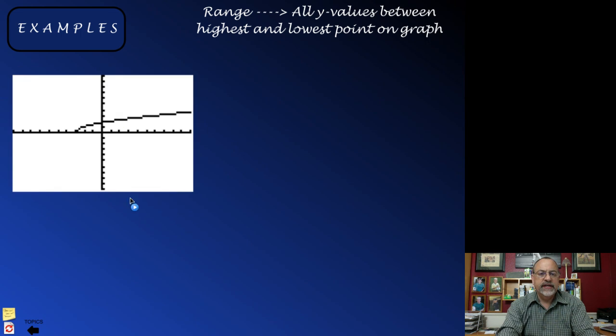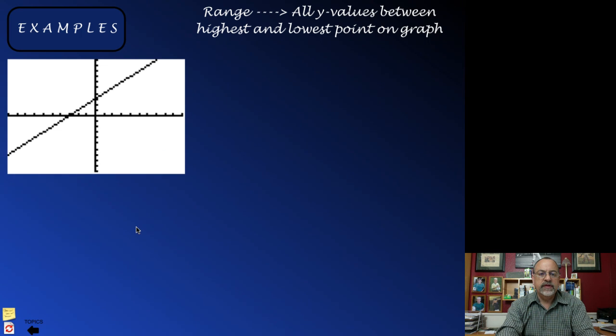So for our second example here, again, we're looking at the y values. We'll notice that right here is the lowest point of the graph. It doesn't go below this point, so that's a y value of 0. And then this function gradually grows and increases, and it keeps going up. So our range is going to be all y values that are greater than 0. So all real numbers such that, or as long as, y is greater than or equal to 0.